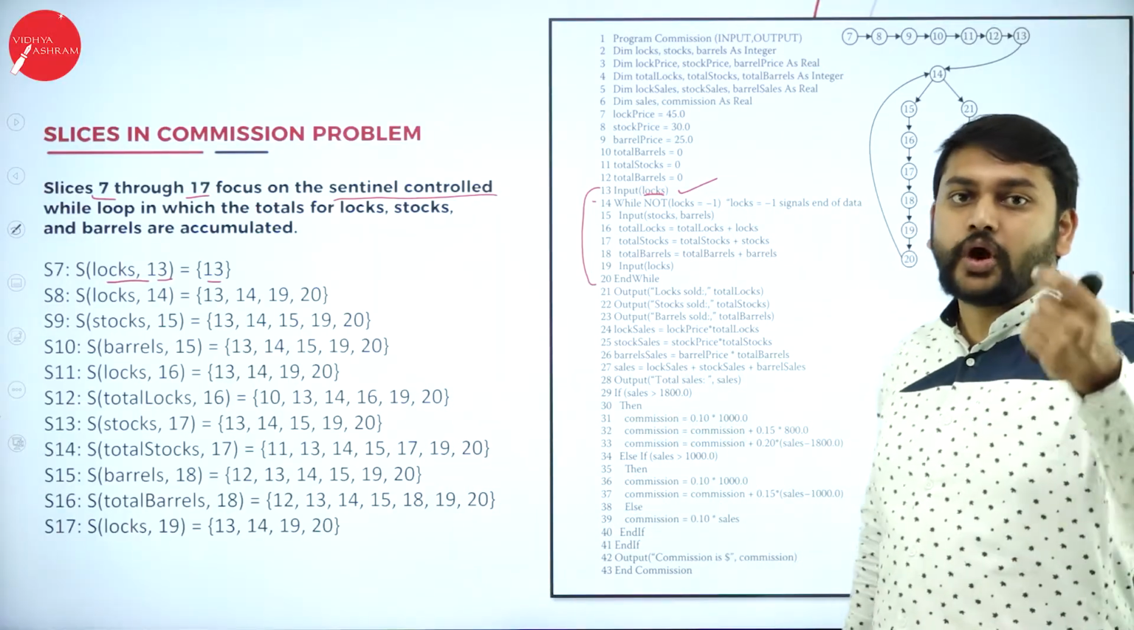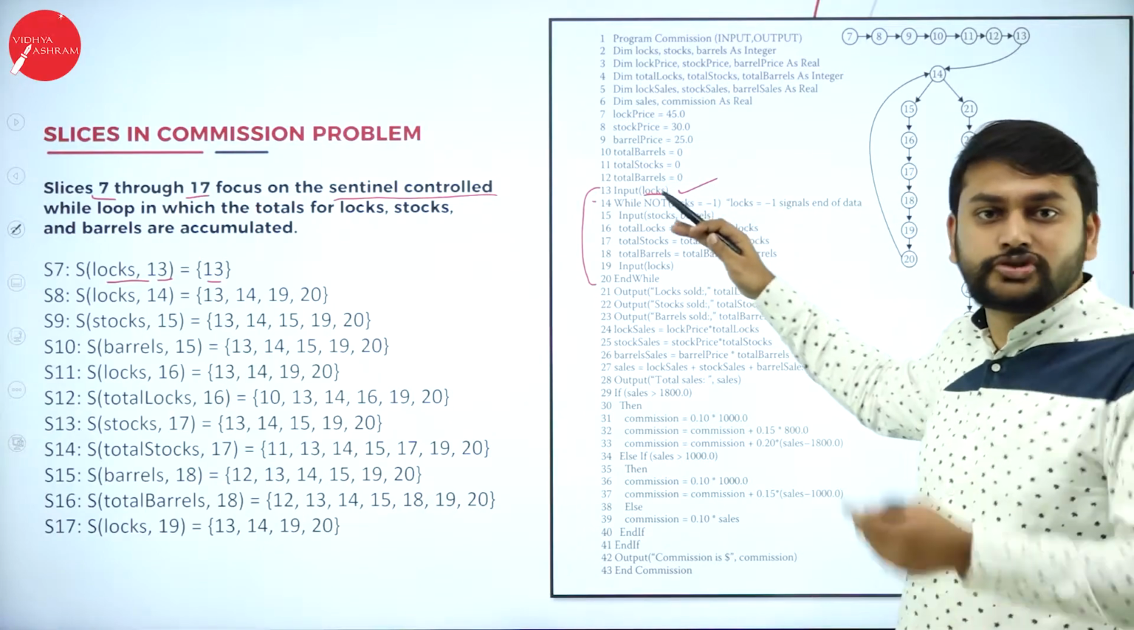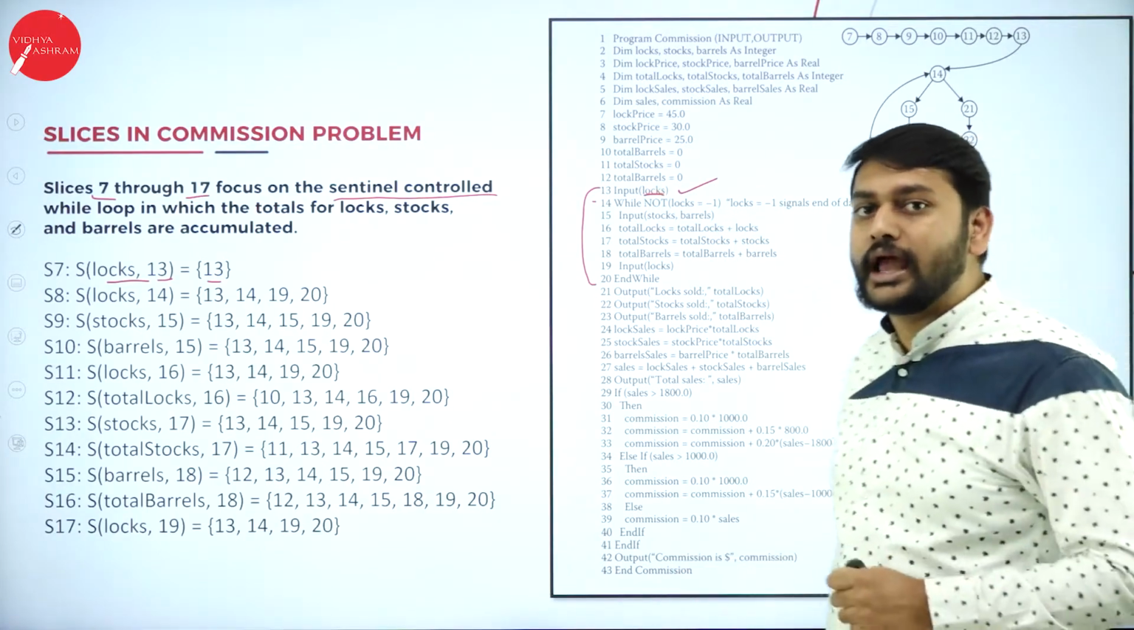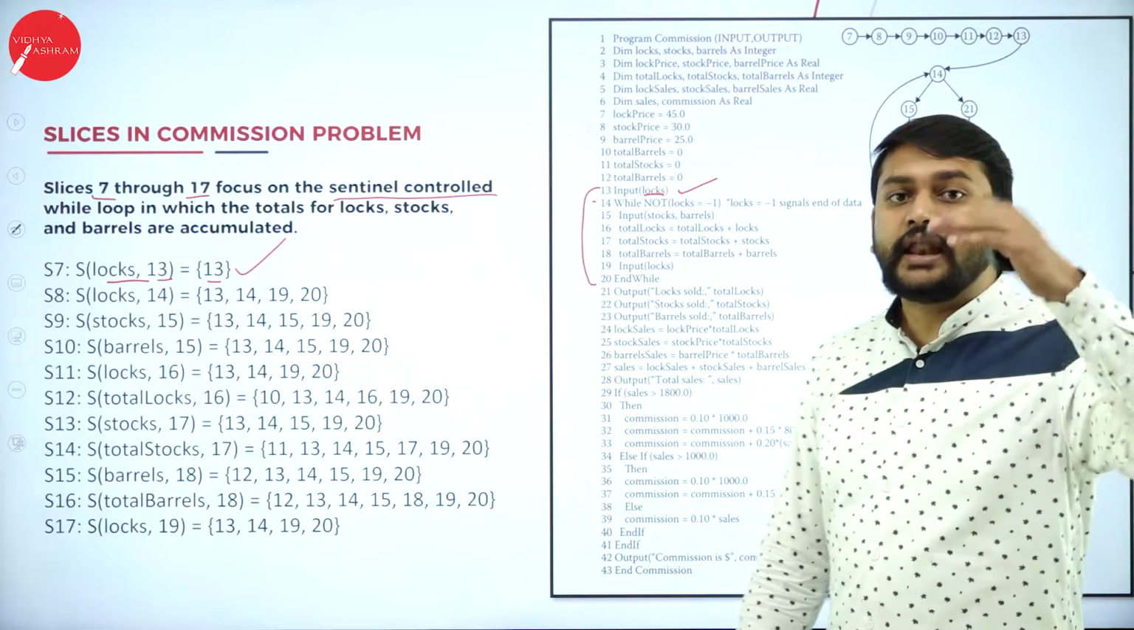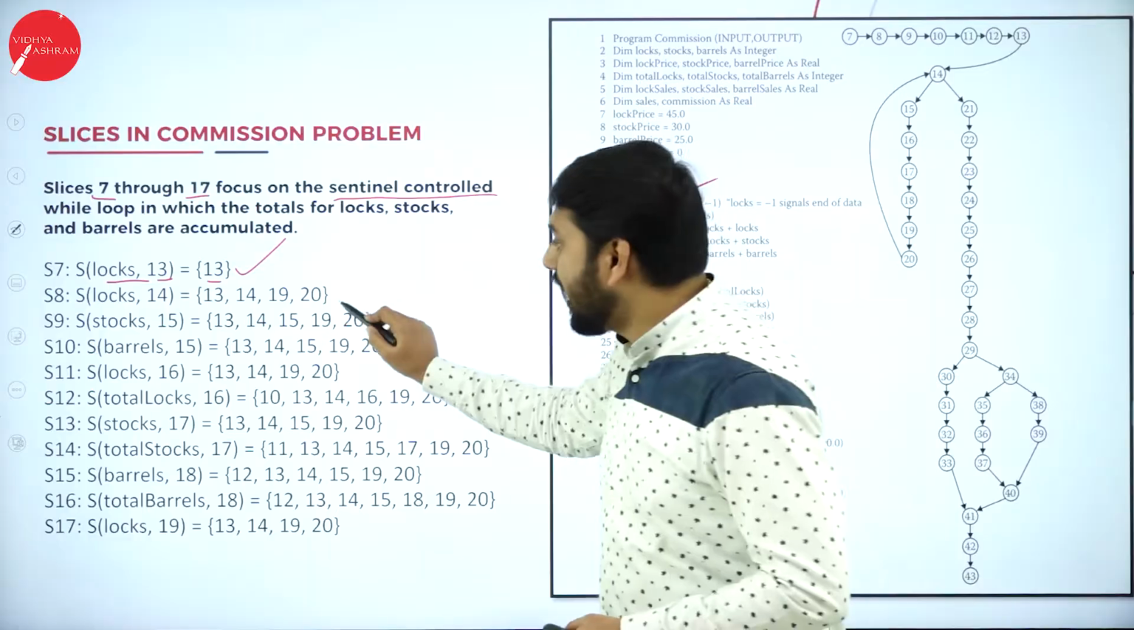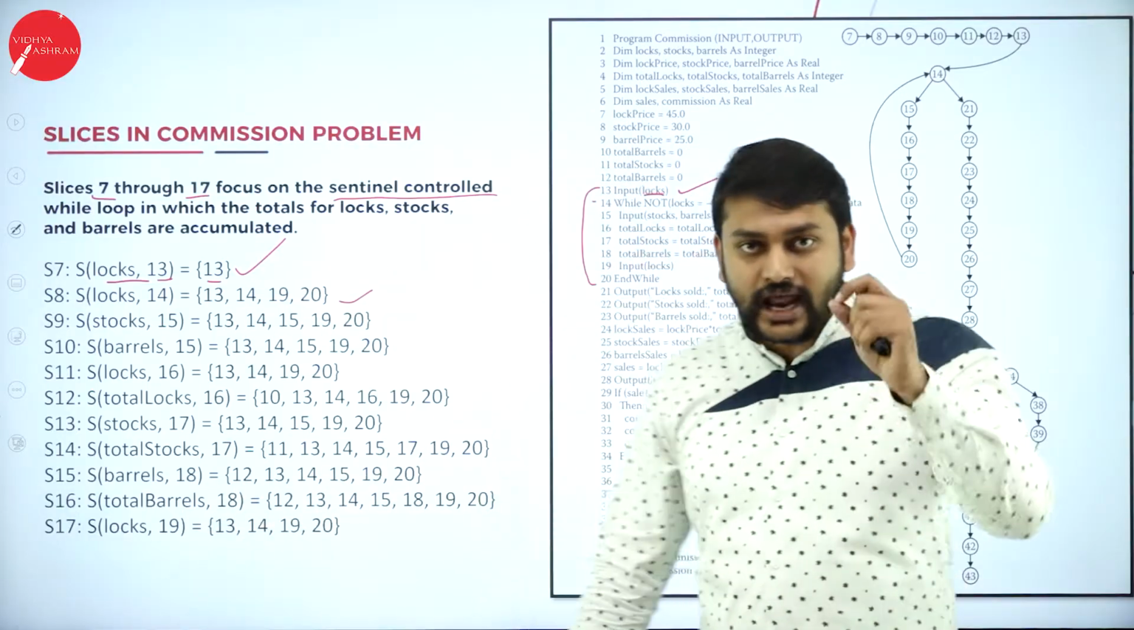So fine. I have no dependency with any other lines. That's why I have taken only one line in the path. I'm done with this individual path. Then next, what is the next slice that I have? S8, slice number 8.